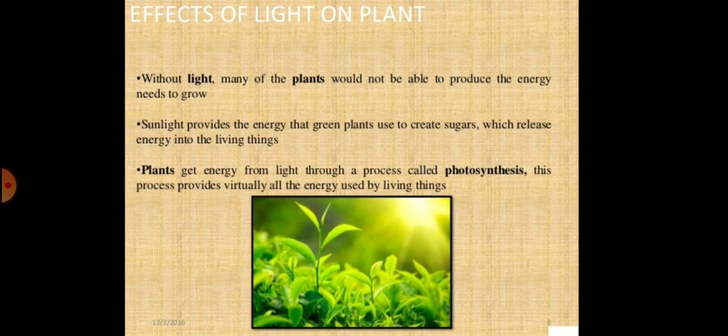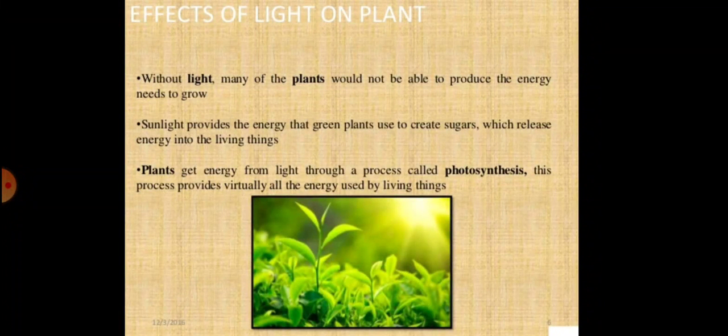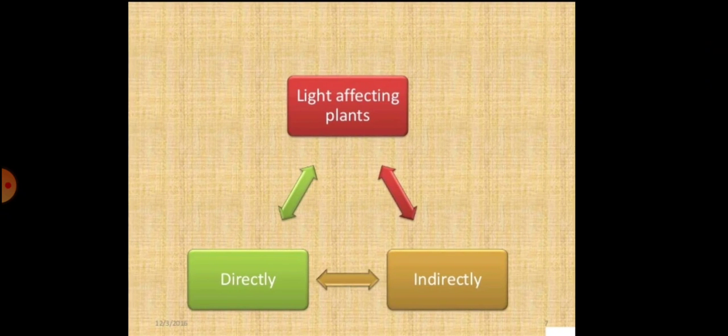Then how does light affect the plants? Without light, many of the plants would not be able to produce the energy needed to grow. Sunlight provides the energy that green plants use to create sugars, which release energy into the living things. Plants get energy from light through a process called photosynthesis. This process provides virtually all the energy used by living things.